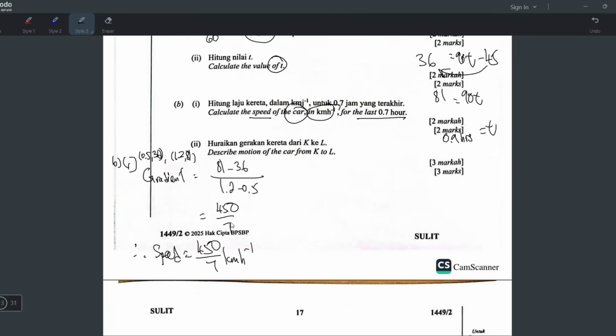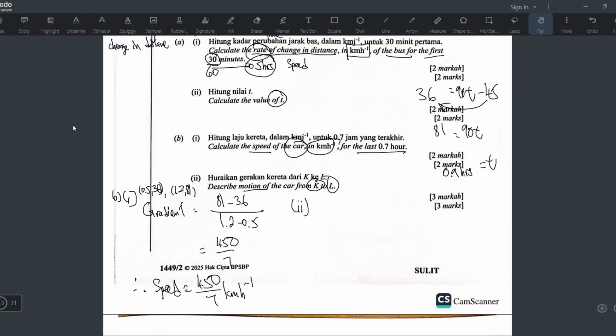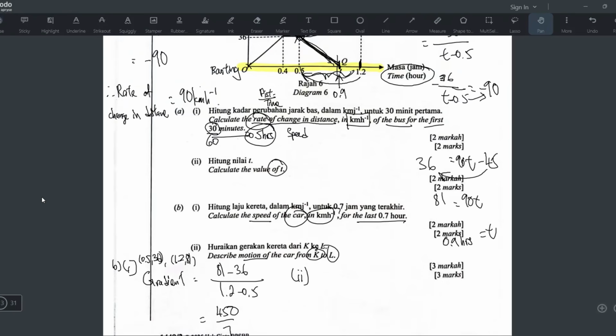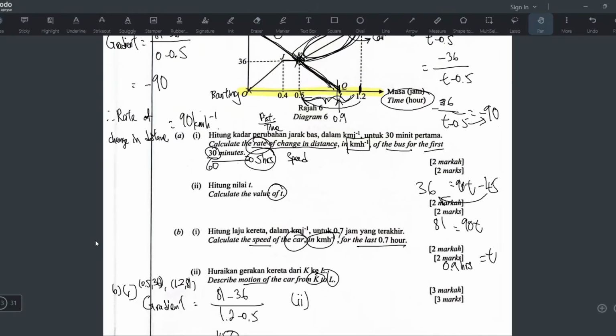Okay, that's how I would write my working. Next one. Describe the motion of the car from K to L. Okay, describe means you have to write a sentence, an English sentence or a Malay sentence. I usually use English. I use English to teach, so I write in English.